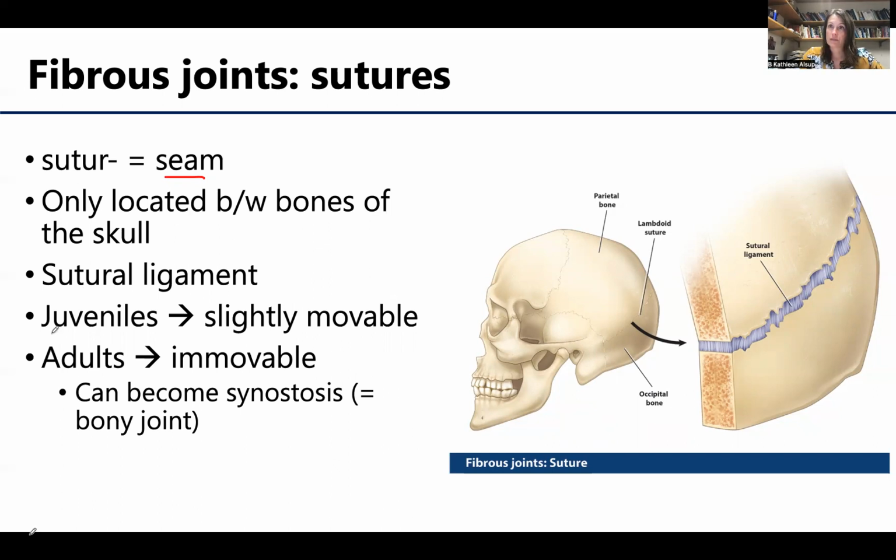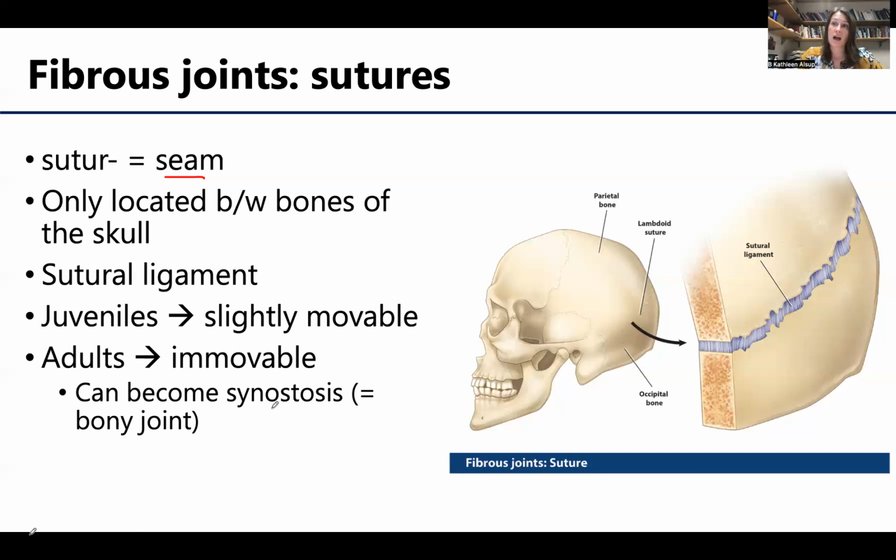In juveniles, so individuals where the skull is still growing, this joint is going to be slightly movable. There's going to be a little bit more mobility there, but not very much. Certainly not what we have like in the synovial joint. Whereas with adults, there is no movement whatsoever in a suture. You don't want movement at these areas of the bone.